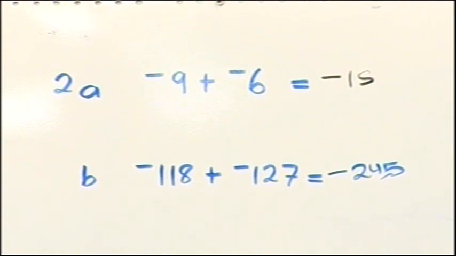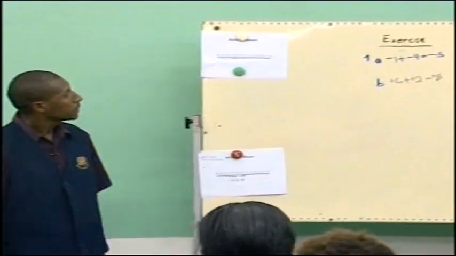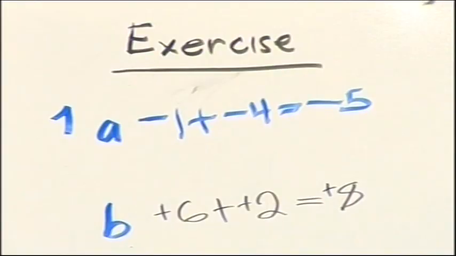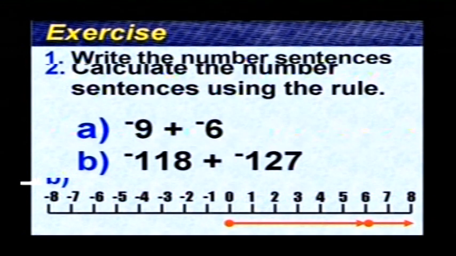Okay, receiving students and 7s, let's look at the answers which have been given by our friend. 1A. Is our answer for 1A correct? I think it's correct. If you look at the number line, the first integer is negative 1, the arrow starts from 0 to negative 1. And our second integer is negative 4.